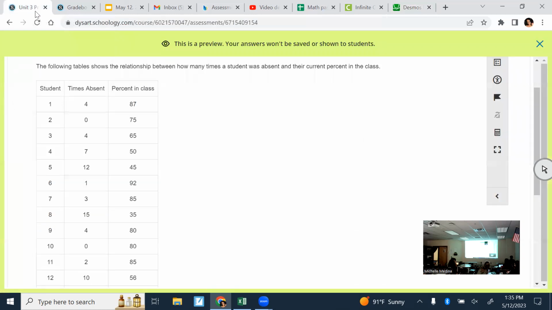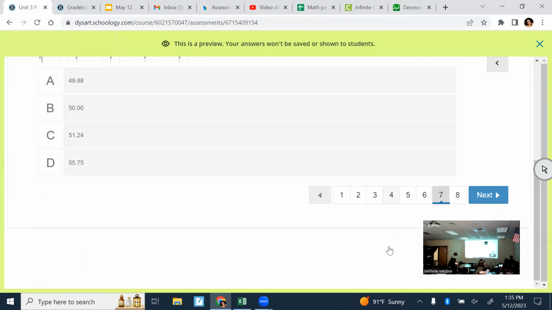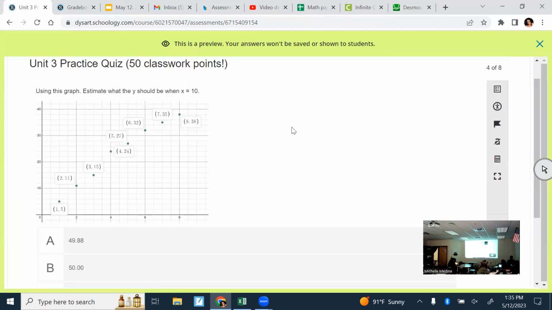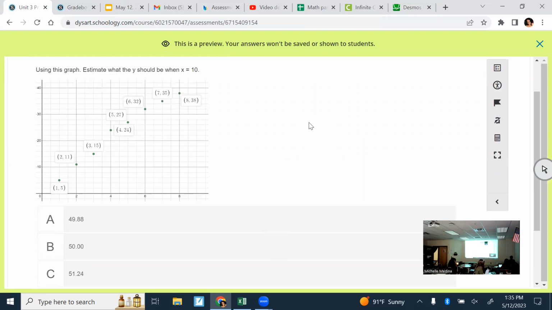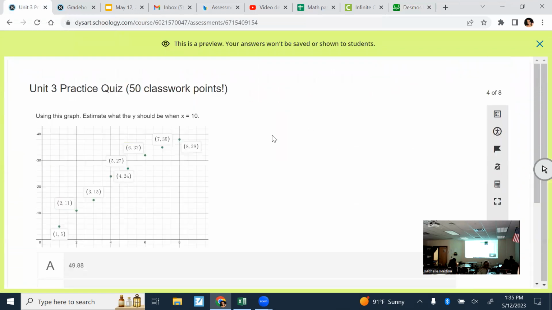Questions on any others from the practice quiz? Number 4. All right, so this one, using this graph, estimate what the y should be when x equals 10. So a few things you could do for this one.